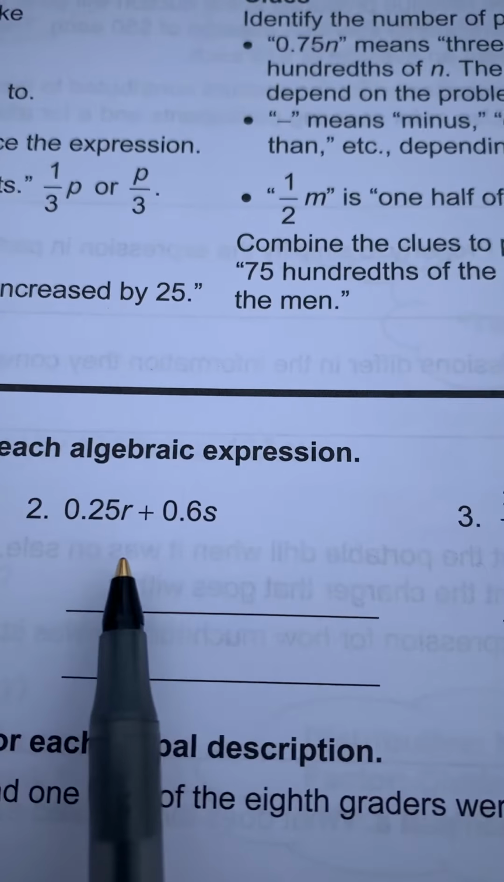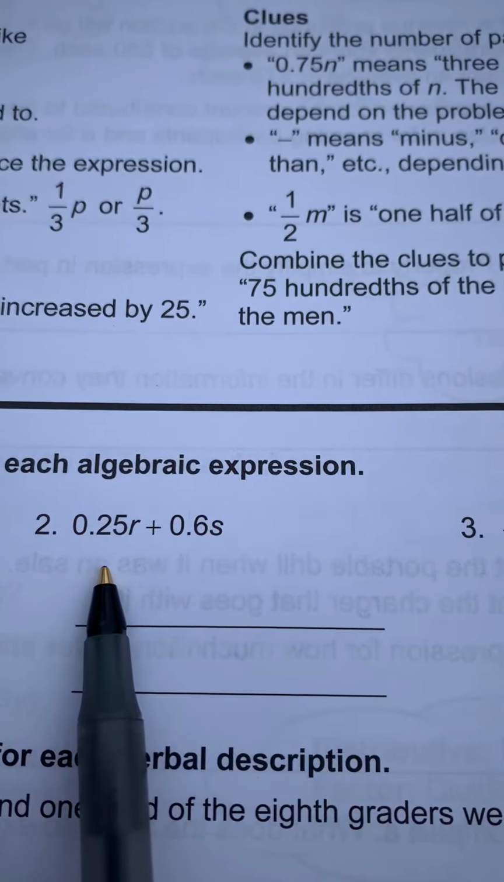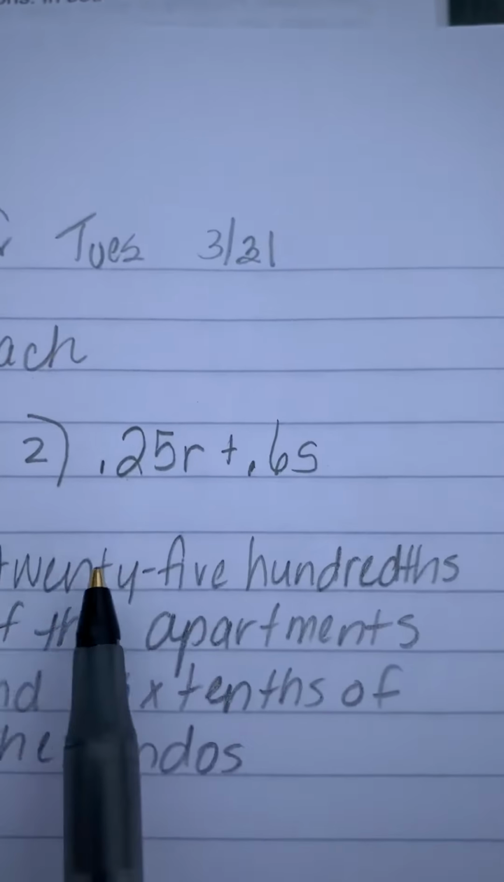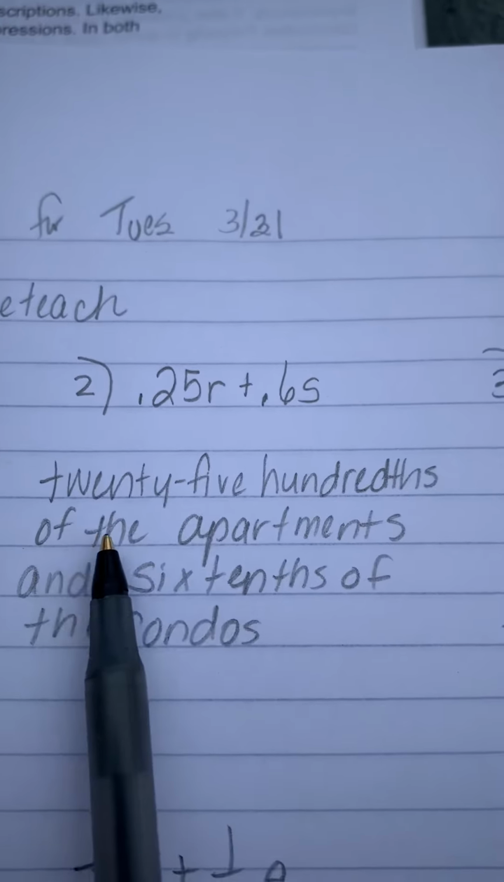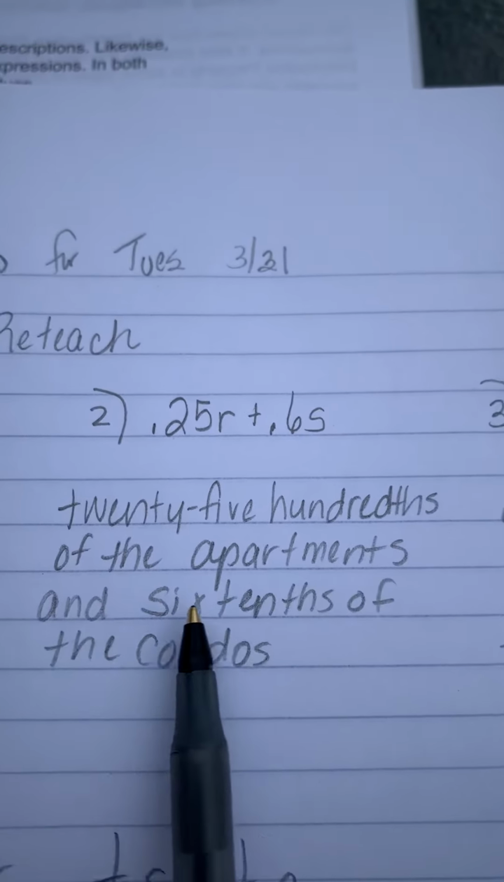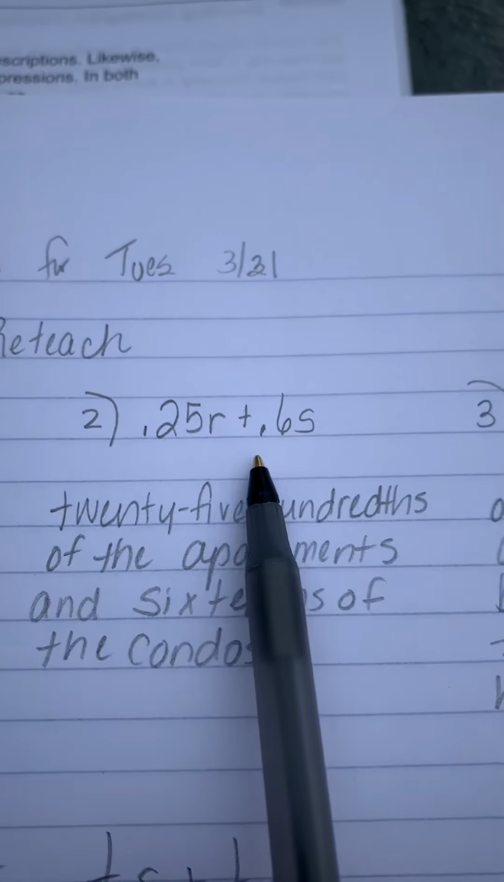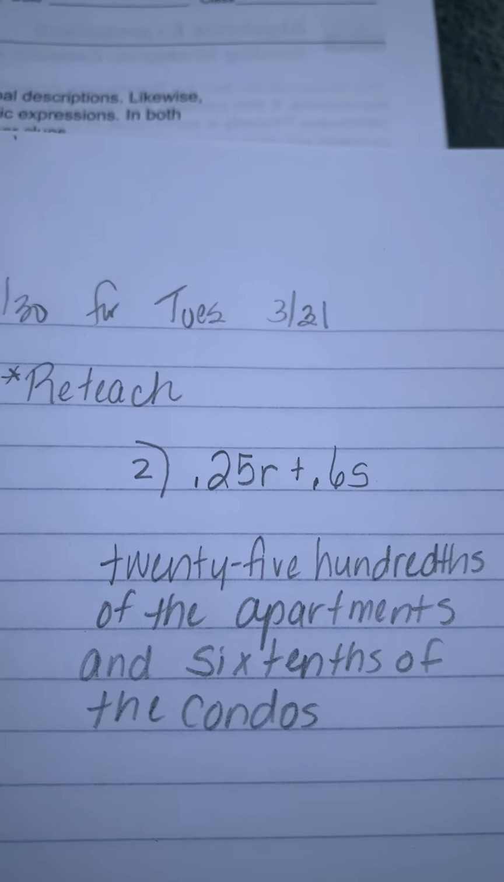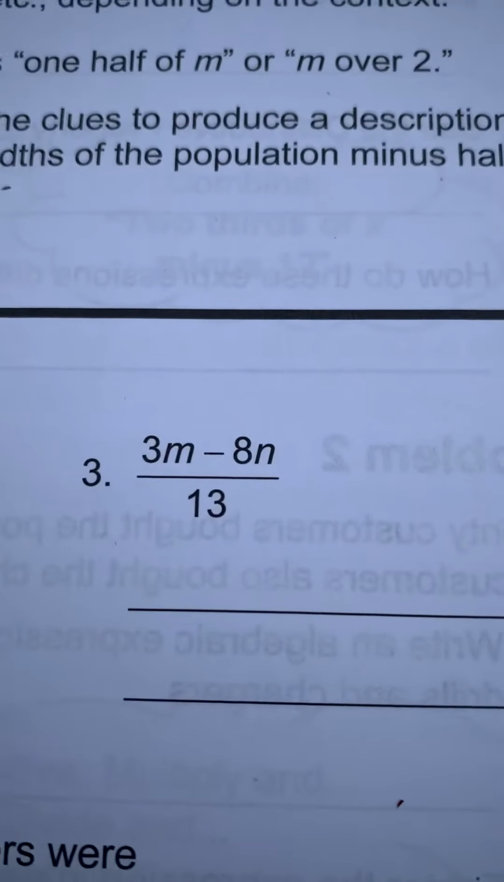So take a look at this one. Okay, this is what I came up with: 25/100ths of the apartments and 1/16ths of the condos. You could just say and. Okay. The next one was right here.